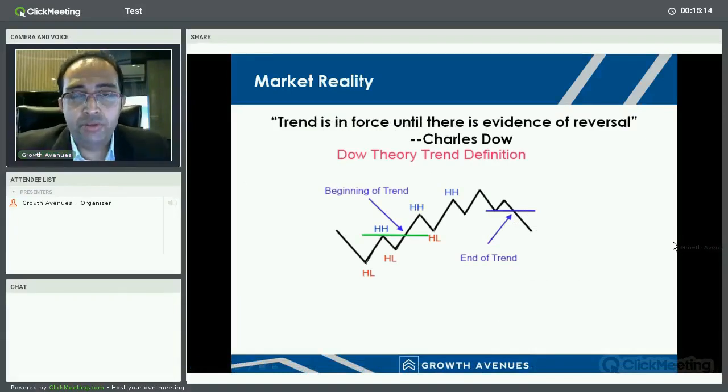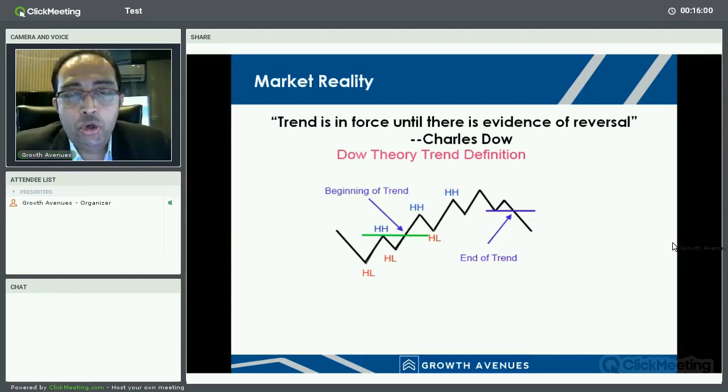Now when we progress to the understanding of the market reality, which is where we are all involved today, we should remember, for those who know the Dow theory, this particular tenet is very evident to them. But for those who are not aware, let me tell you that this is the most important, I am re-emphasizing, the most important tenet of the Dow theory: the trend is in force until there is evidence of reversal. This very clearly states that we need to be aware of the trend, and we need to be ready to act when the trend changes its direction on either side.